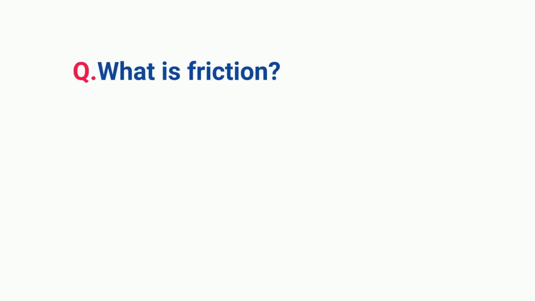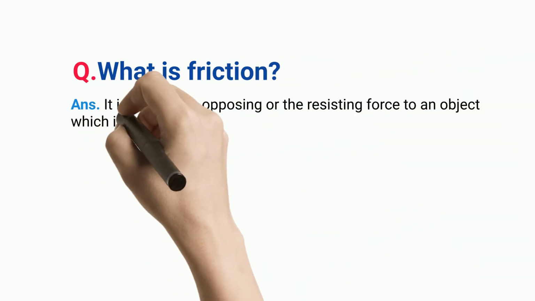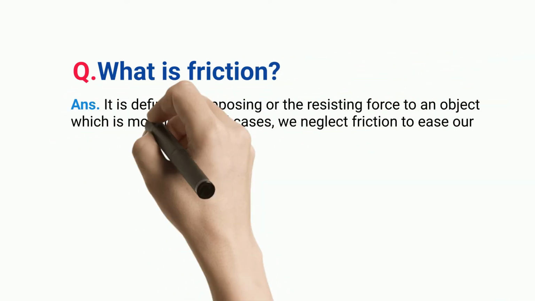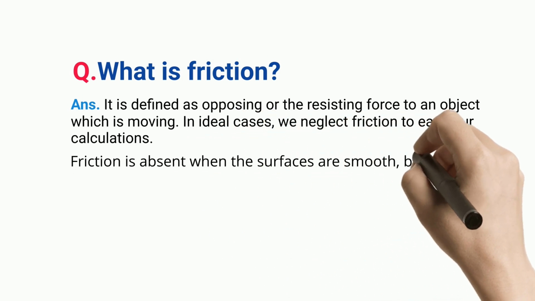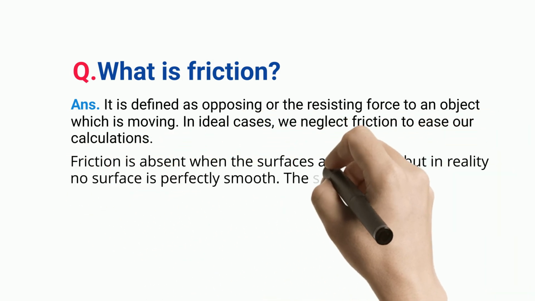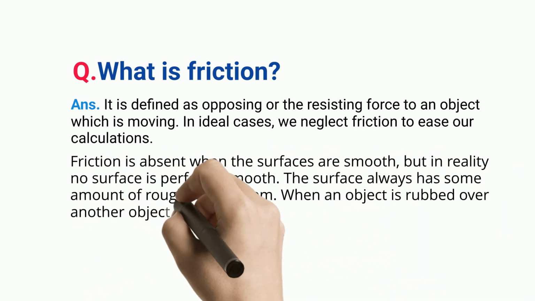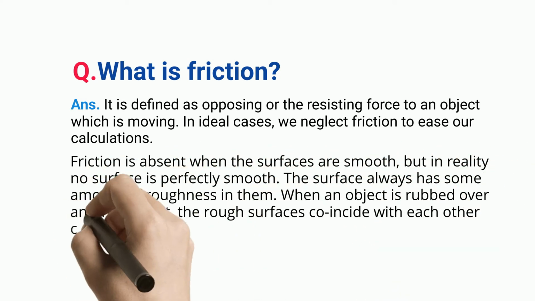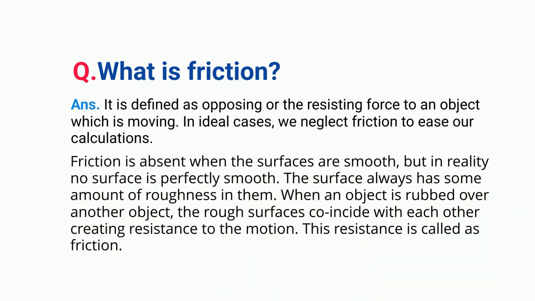What is friction? It is defined as the opposing or resisting force to an object which is moving. In ideal cases, we neglect friction to ease our calculations. Friction is absent when the surfaces are smooth, but in reality no surface is perfectly smooth. The surface always has some amount of roughness in it. When an object is rubbed over another object, the rough surfaces coincide with each other, creating resistance to the motion. This resistance is called friction.